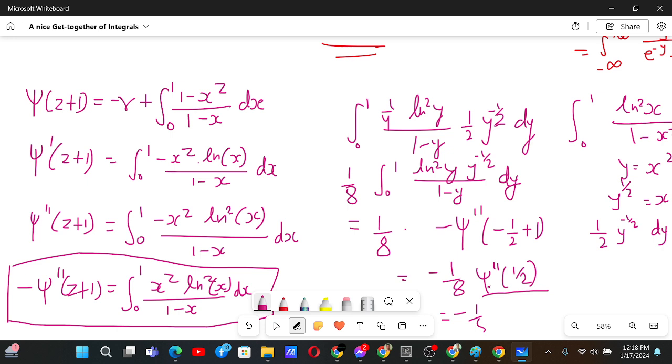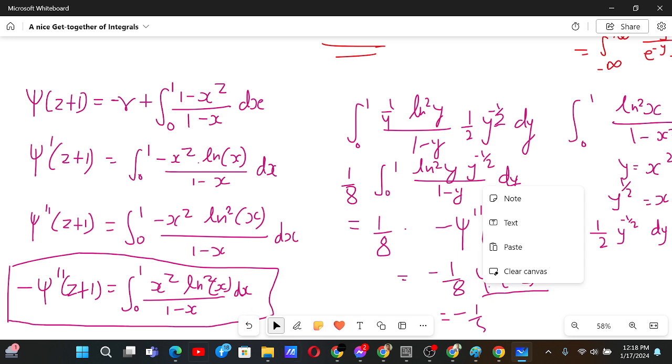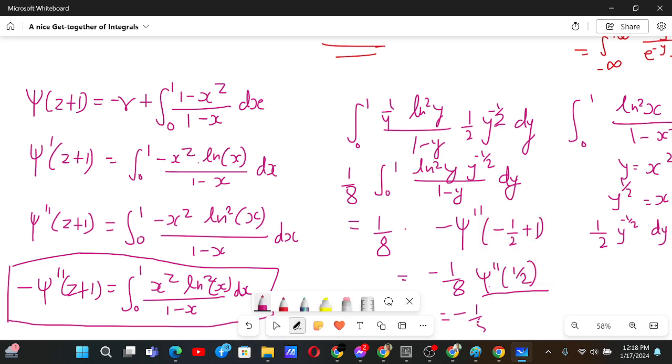Now this is minus 1 by 8 times minus 14 times zeta of 3. So that gives us 7 by 4 zeta of 3 as the answer. So this is 7 by 4 zeta of 3.